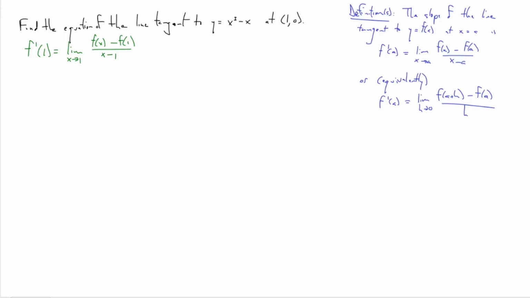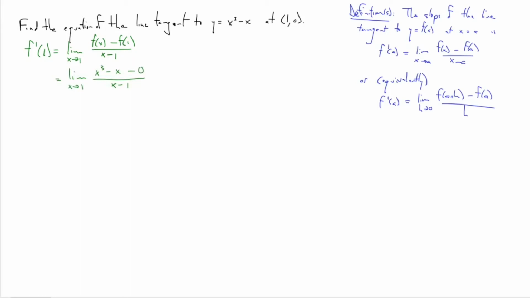Okay, here we go. The a in this case is the x value 1. We're looking for the line tangent to the curve at x equals 1. And so we're looking for f prime of 1, which will give us the slope of that tangent line. And that's the limit as x approaches 1 of f of x minus f of 1 all over x minus 1. All that's left is to compute these values, do some algebra, and then take the limit.